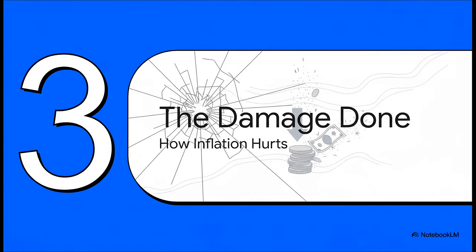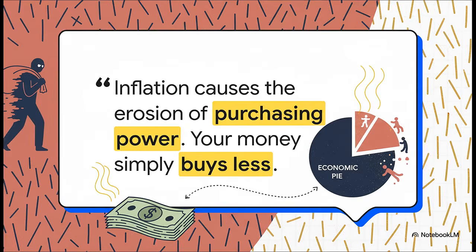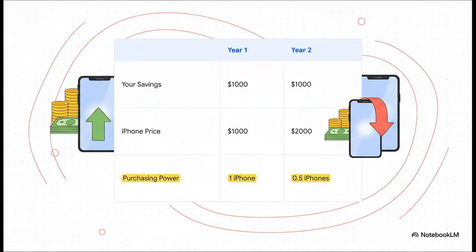All right, so we've identified the culprits. Now let's go check out the crime scene and really understand the real-world damage that inflation does to our financial lives. And here's the bottom line. At its very core, inflation is like a silent thief. It just eats away at the purchasing power of your money. Every single dollar you work for, every dollar you save, it buys a smaller and smaller piece of the pie over time.